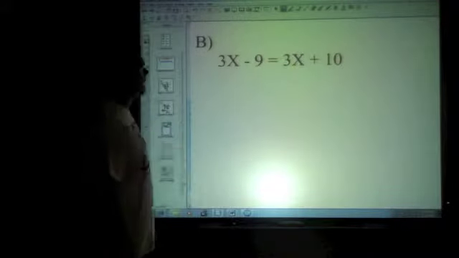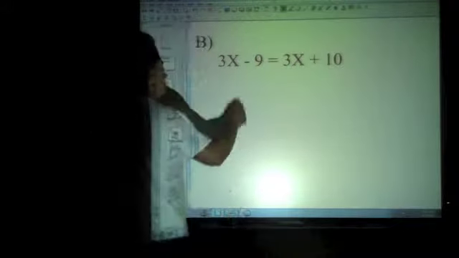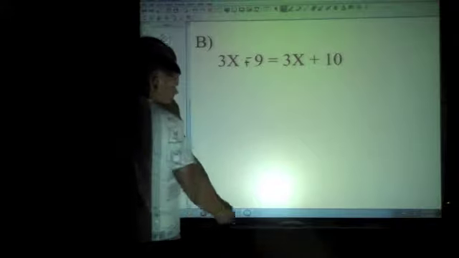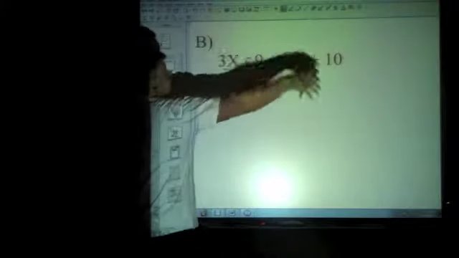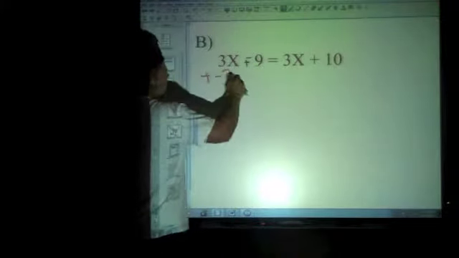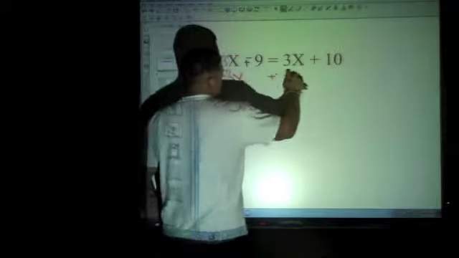3x minus 9 equals 3x plus 10. Make an adjustment. Plus negative 9. This time I'm going to move all the x's to the right, so I'll add negative 3x, because that's how you get rid of a positive 3x.